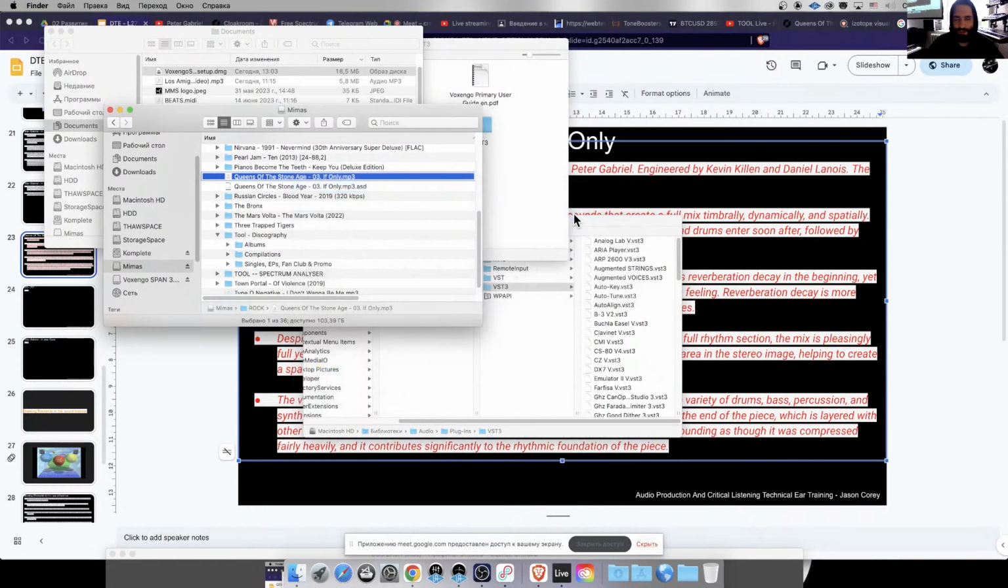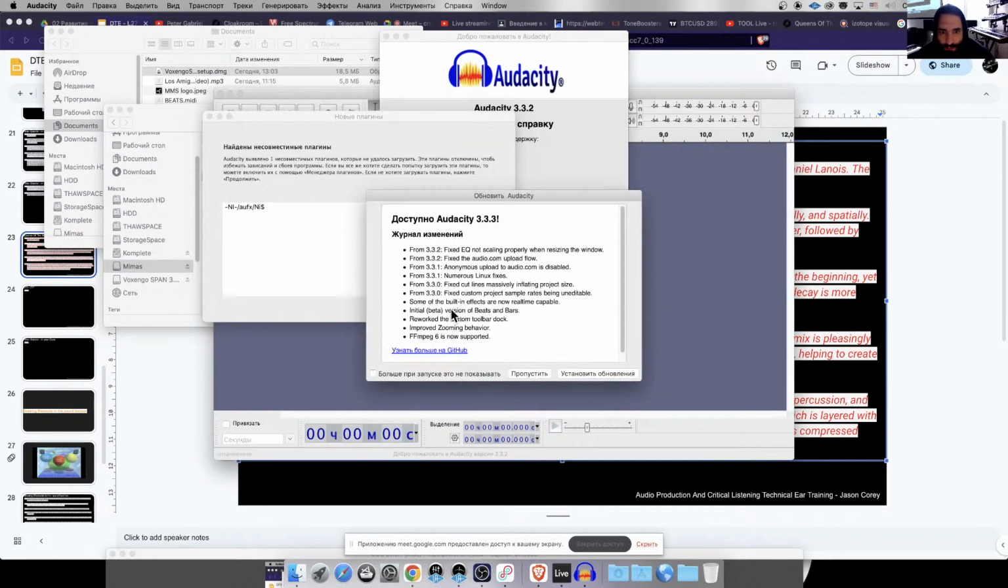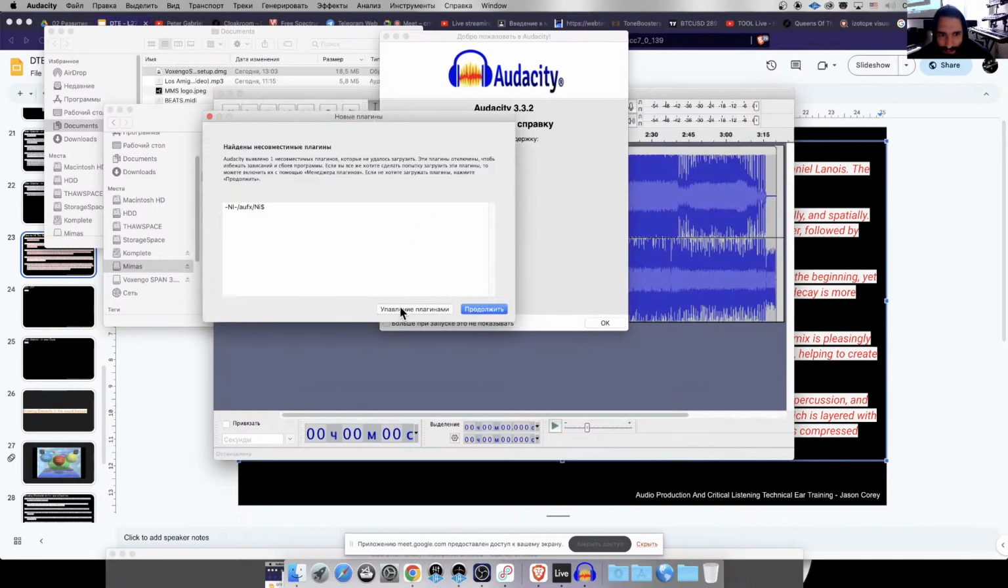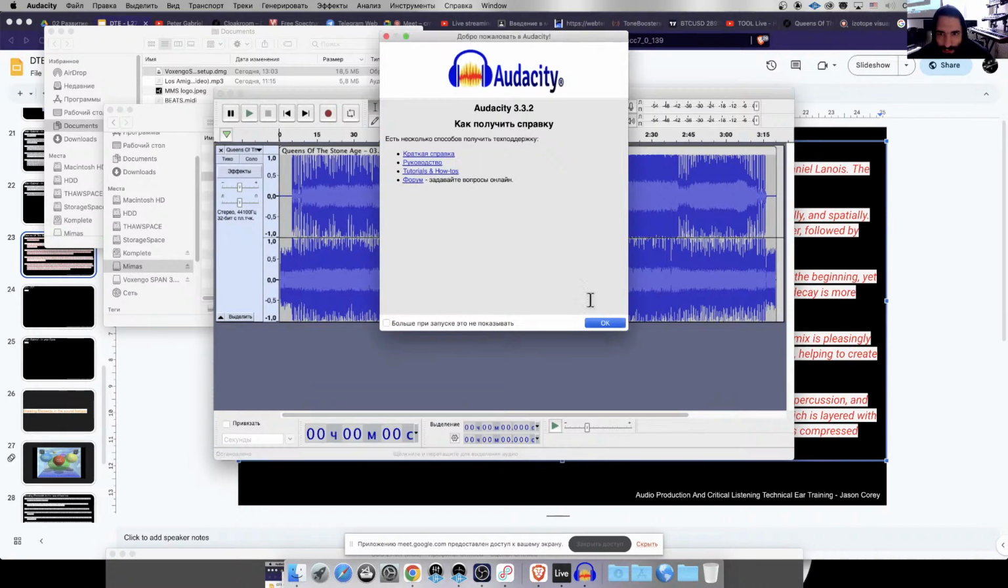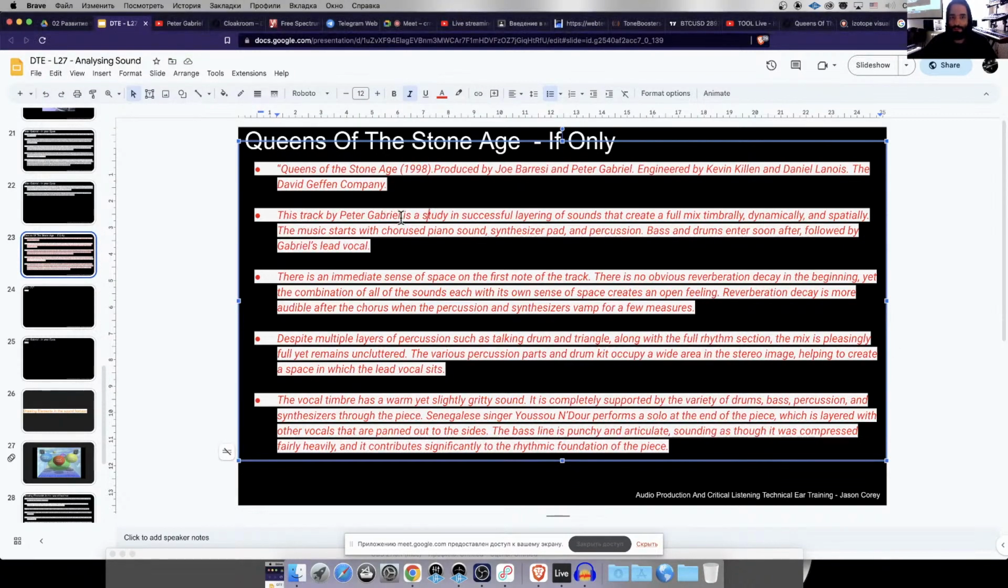Let me open it in Audacity. It's importing. Wait. And here we go. Okay. Well, you see, it's quite compressed, like really heavy. So the first thing I hear is that it's super dry.